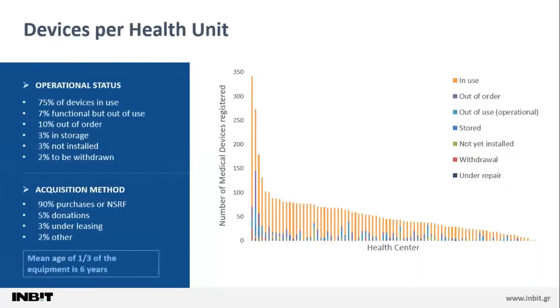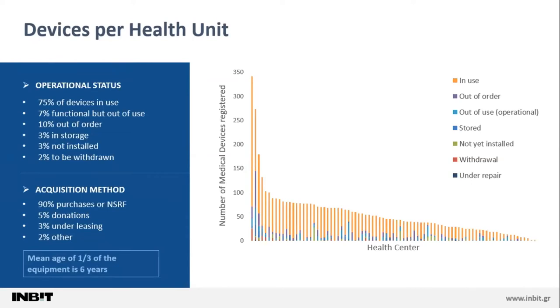And finally, some interesting statistics regarding the operational status of the devices were obtained. And as you can see here, a very big portion of the equipment, about one quarter of it, is not being used. It's out of use for many reasons. Either it's out of order, or it is stored, or it is waiting to be withdrawn.